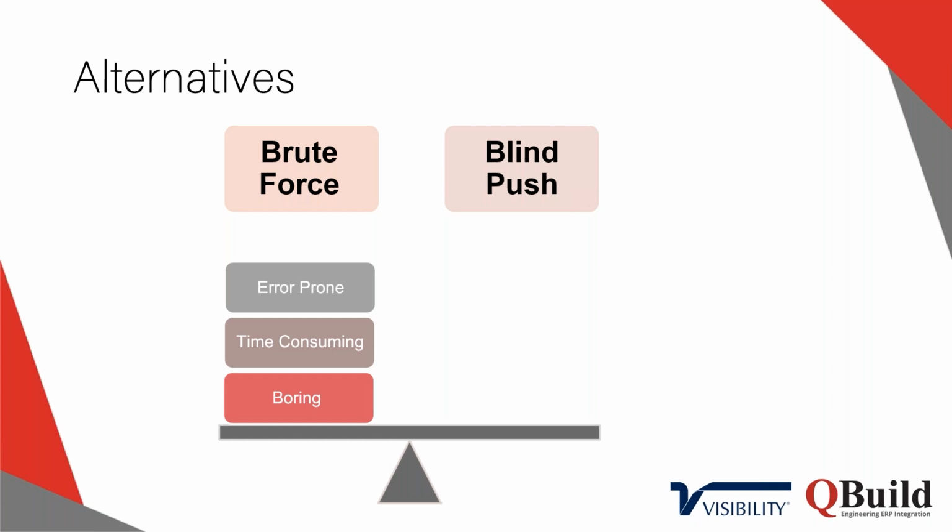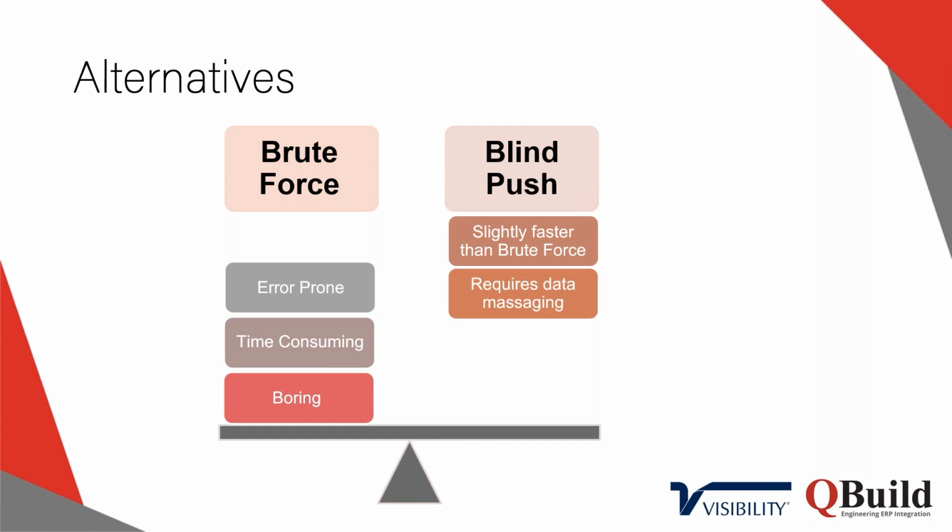Now, the other method that we come across is blind push. This may be an import-export method via an Excel file or CSV file or something similar. This is slightly faster than brute force and just manually entering that data into visibility, but it comes with its own set of issues and challenges.